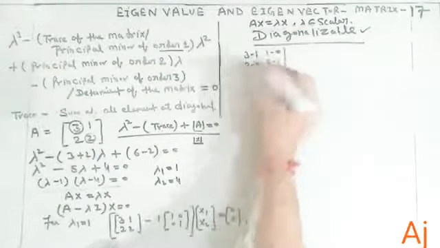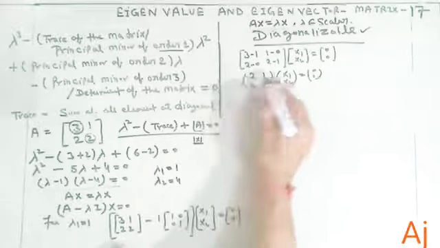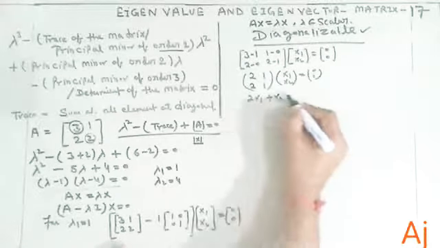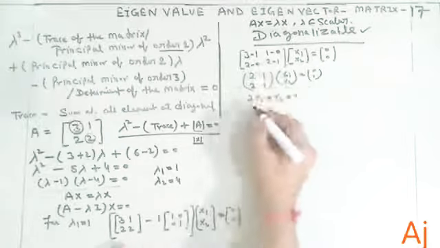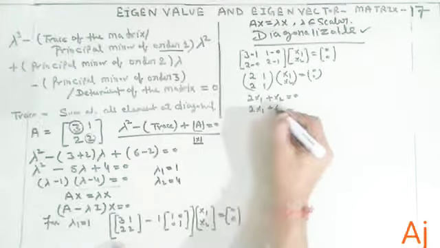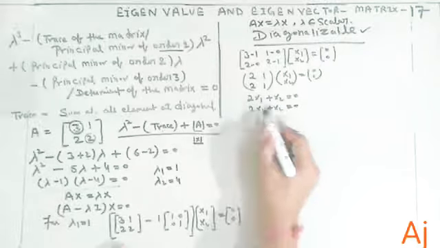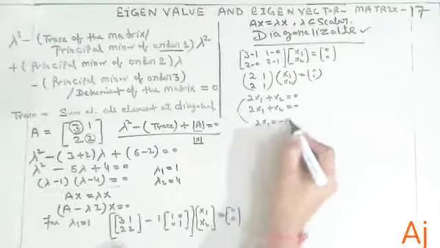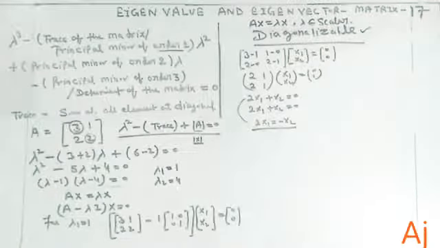Now compare: multiplying the first row, you will get 2x1 plus x2 is equal to 0. Multiplying the second row, you will again get 2x1 plus x2 is equal to 0. So both are the same, so you can take any one. So 2x1 is equal to minus x2. So what is the meaning of this?